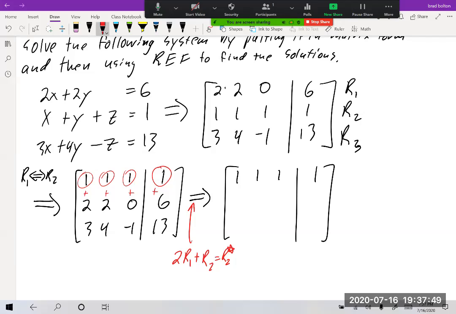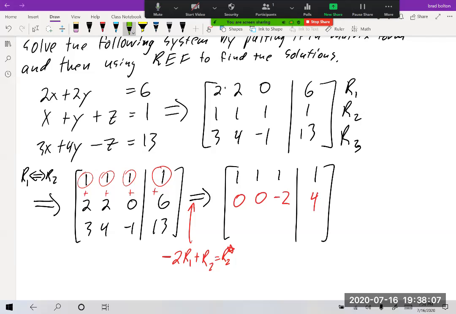Sorry about that. It has to be a -2, right? Because I need it to cancel. So -2 times row 1 would be -2 plus 2 is 0. -2 plus 2 is 0. -2 plus 0 is -2. And -2 plus 6 is 4, okay?